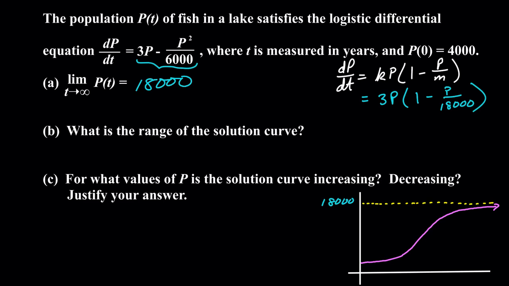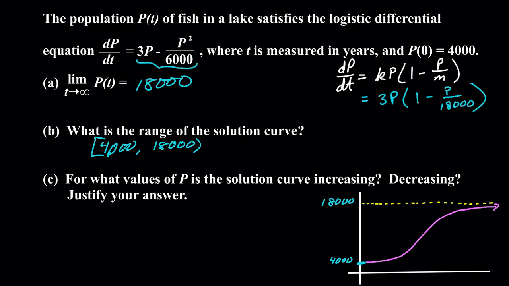All right, so question here, part B, is what is the range of the solution curve? Well, for the solution curve, we want to start out right here with our initial population, which P of 0 was at 4,000. So the range are your y values, which go from 4,000 up to 18,000. 4,000 is included, so it's a bracket. 18,000 is an asymptote, so that is going to be your parentheses. All right, so it's not included.